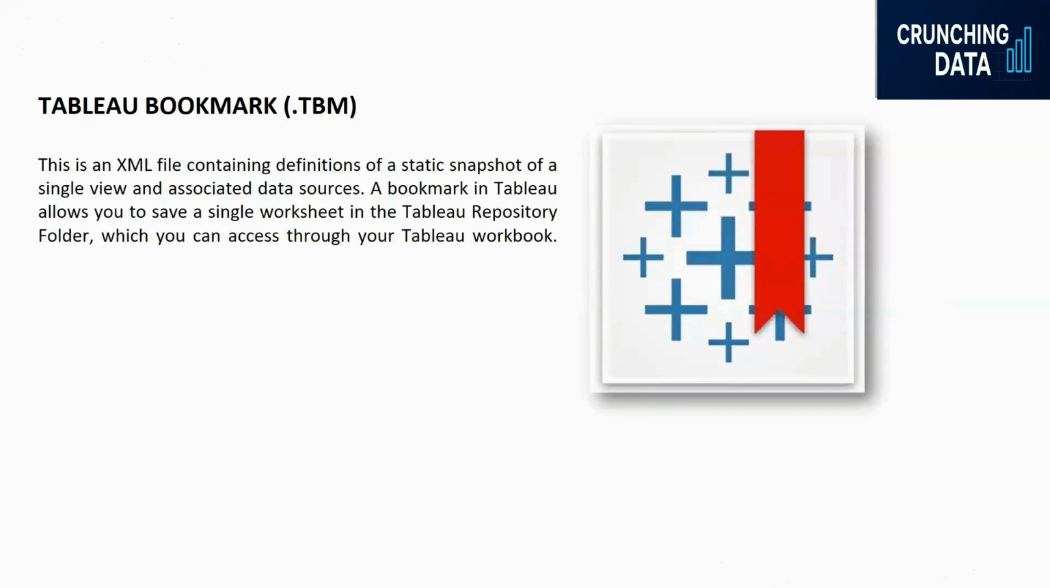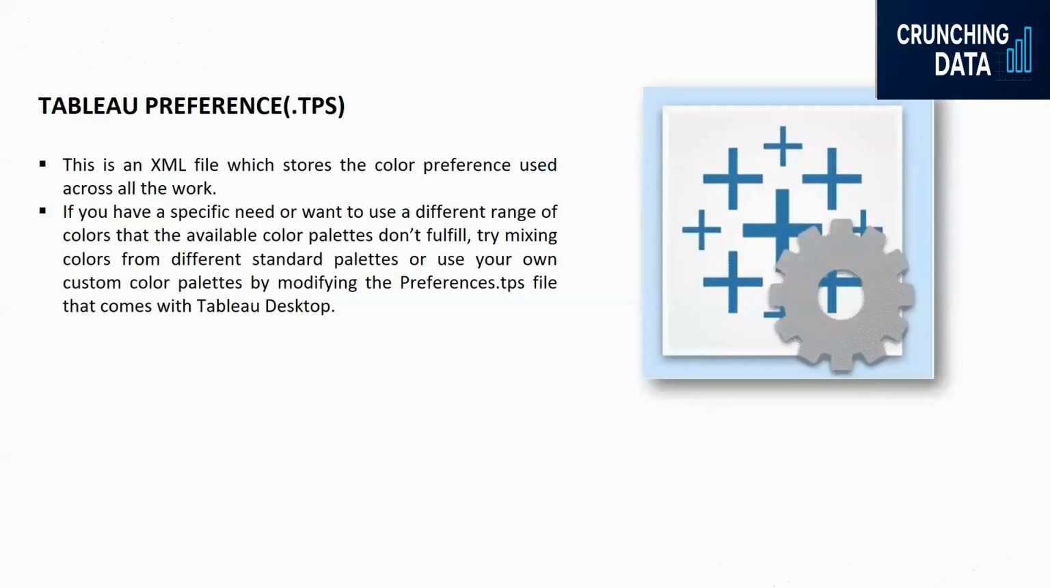The next one in the list is the Tableau bookmark. The extension of Tableau bookmark is .tbm. Suppose you want to work on a single view of the whole data, then you would be using the Tableau bookmark. It is an XML version of our data source which acts as a static screenshot of our whole data source. This allows you to save a single worksheet in the Tableau repository, which can then be accessed through the Tableau workbook easily.